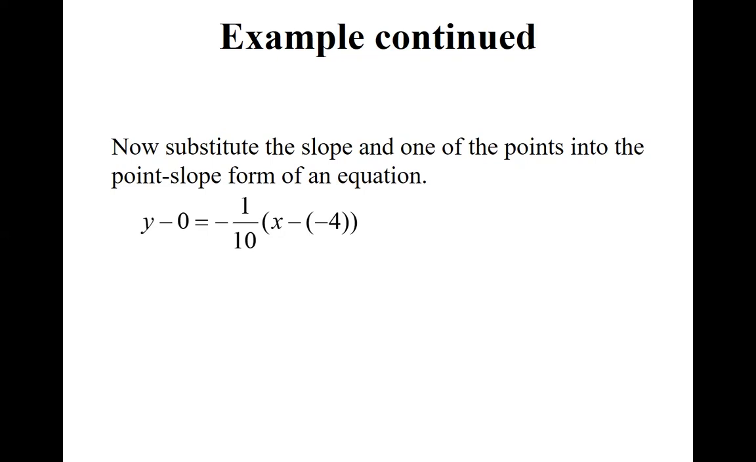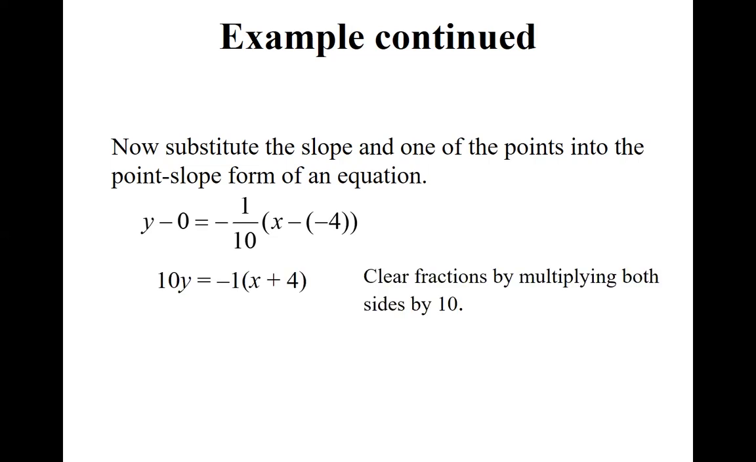Simplifying, y minus 0 is y, x minus negative 4 is x plus 4, and then we can multiply both sides by 10 to clear the fraction. Distribute that negative 1. We get 10y equals negative x minus 4.